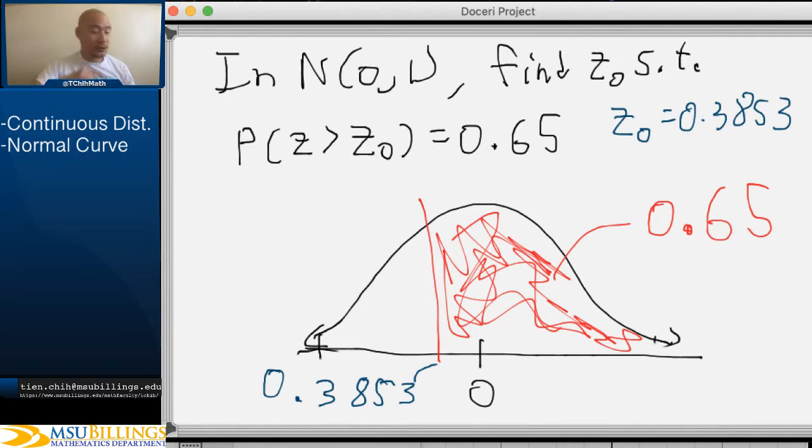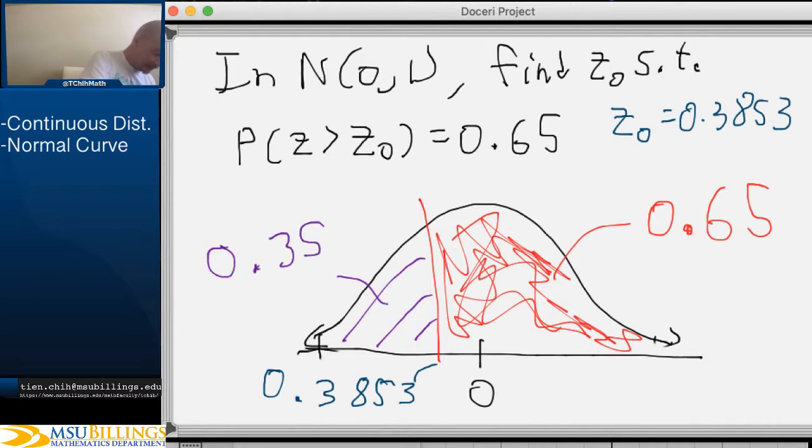So one thing I do want to point out here is that while doing problems like this, we should use the fact that everything under the curve has to have area 1, right? It's a probability distribution. The total probability needs to be 100%. So if this piece here is 0.65, then this piece here should be 0.35, right?